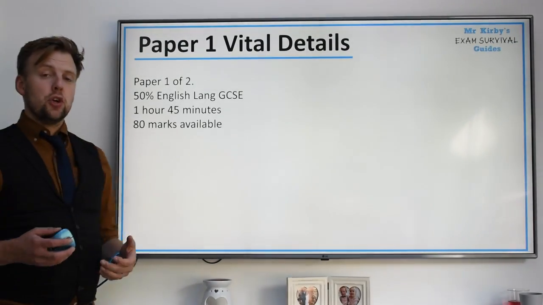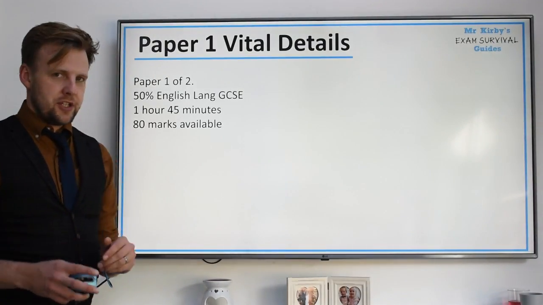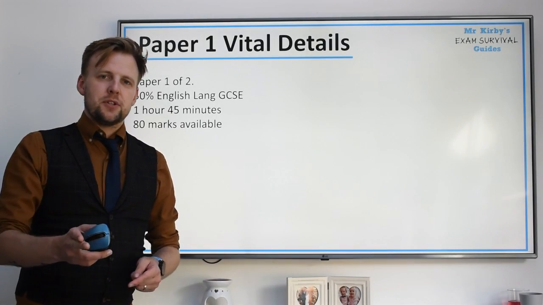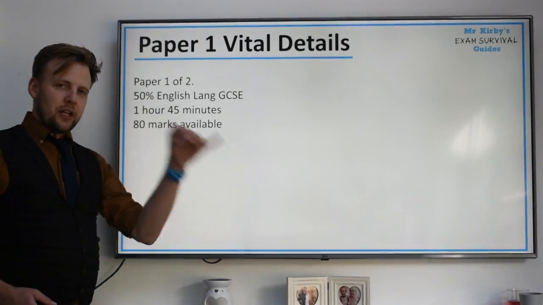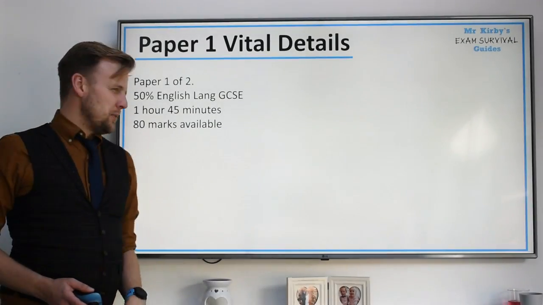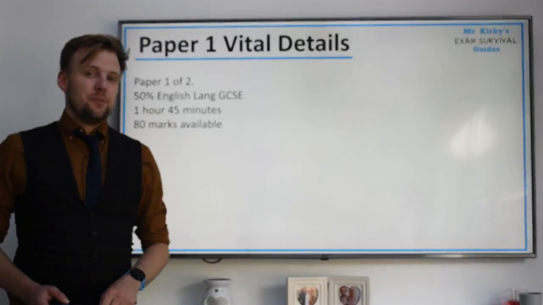This is paper 1 of 2, so it's 50% of your English language GCSE. It is bang down the middle in terms of the marks available. It's 80 marks here, it's 80 marks in paper 2. You've got an hour and 45 minutes to get as many of those marks as possible. And as I say, there's 80 marks available.